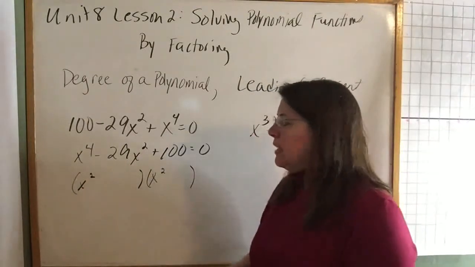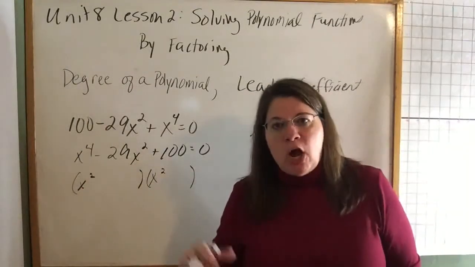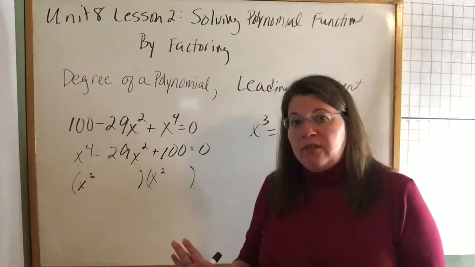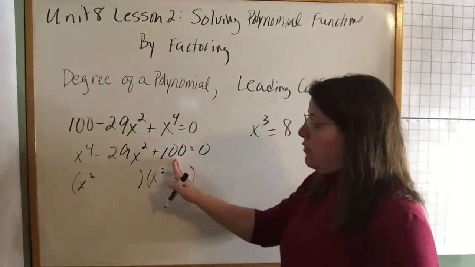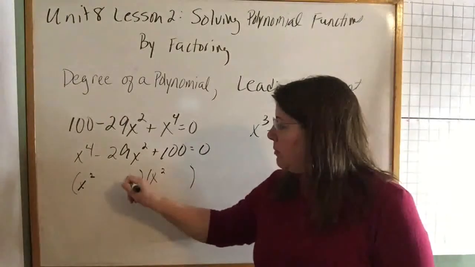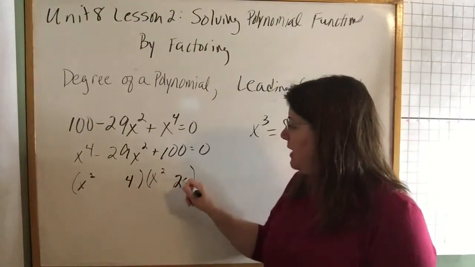And we did this earlier in one of the sections. I don't think we've had any homework on this yet, but we did do an example like this earlier. And then everything else is normal. We're going to say what factors of 100 add to give you 29. 4 and 25 will add to give me 29. So I'm going to put a 4 here and a 25 here.